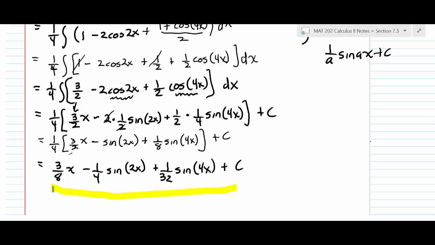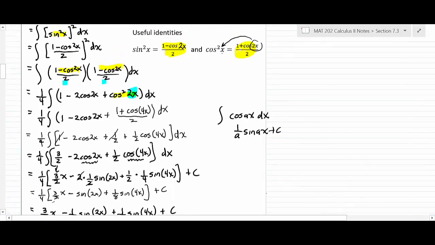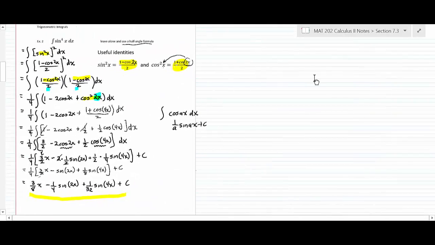So remember, you got to pay attention to the strategies on these things. What I'm showing you on this one is the general strategy if you have a trig function to an even power. We're mostly focusing on sine and cosine to an even power. So you leave it alone and then you use those identities. That's the idea, and you will take advantage of that.